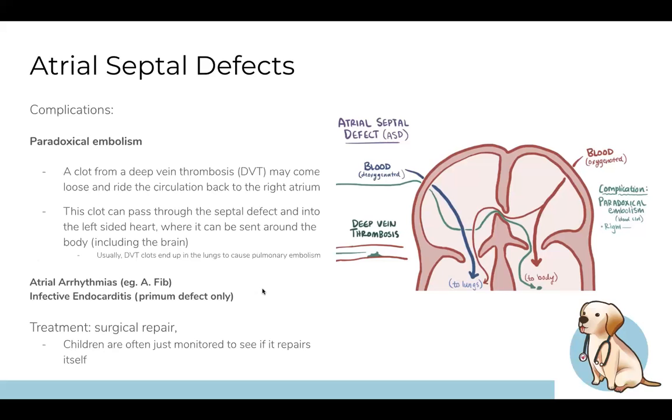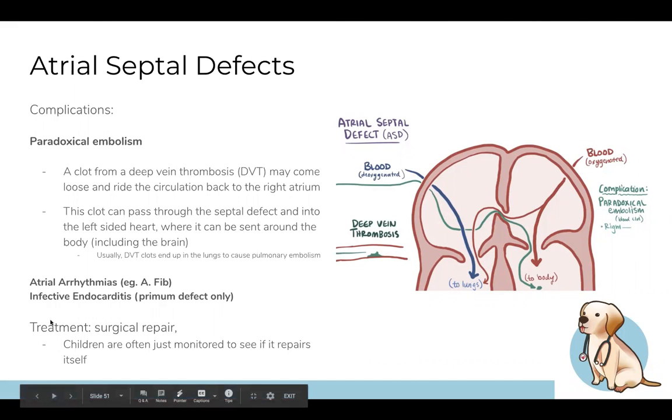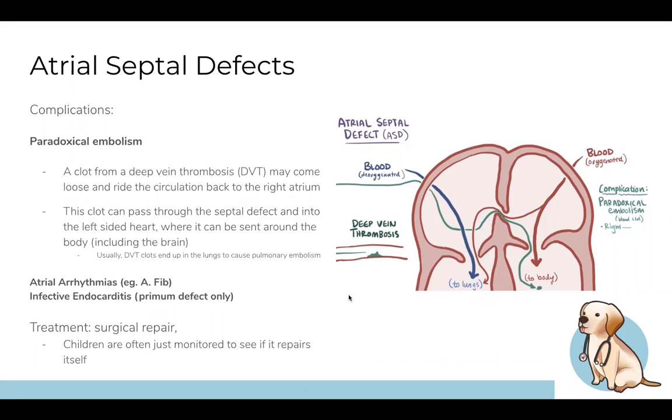Then you have your atrial arrhythmias, or infective endocarditis, where one thing messes with the heart and causes more heart problems. Yeah, and it just increases your risk of these things. So treatment is basically just surgical repair. If it's in children, sometimes it might actually repair itself because obviously children are still developing. So if you can monitor them for a little bit, you can see if it repairs itself. Often it won't actually cause that many issues, so you can afford to just see if it repairs itself.